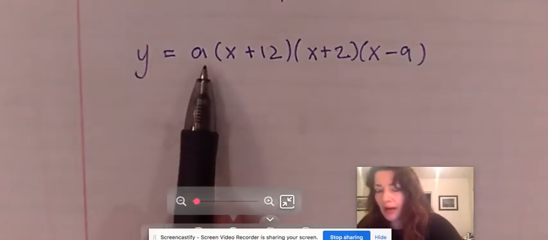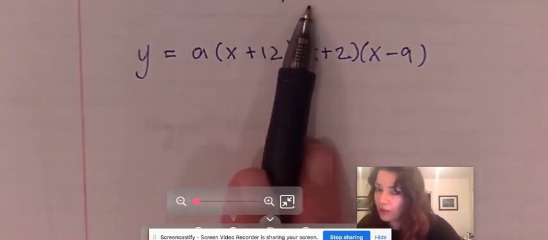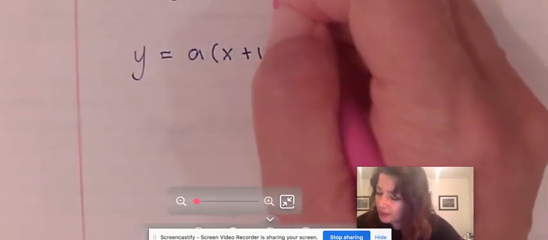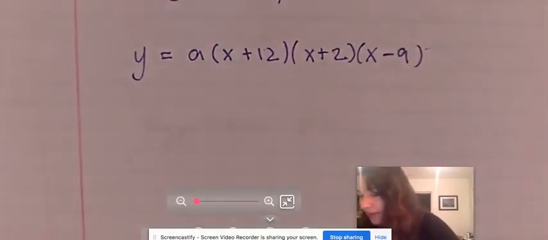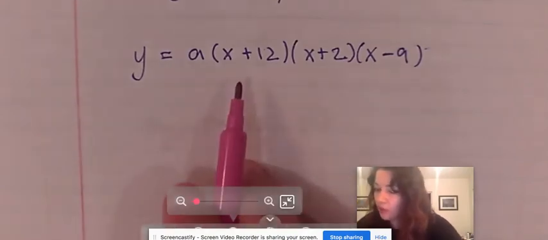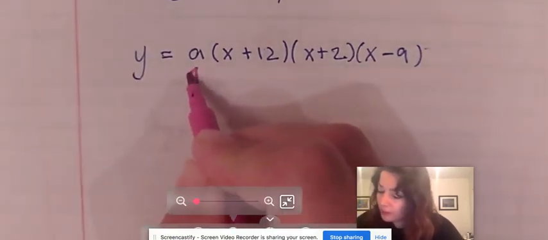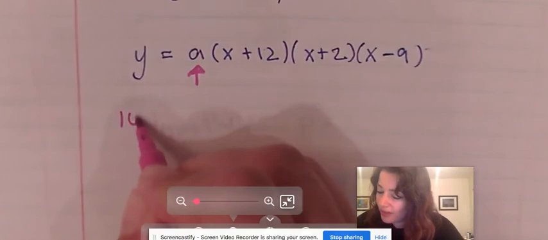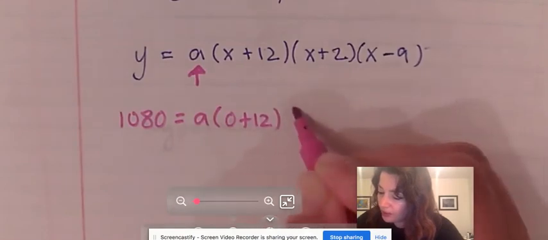Now the only thing I don't know is my A, but we just chose a point on the graph, which is (0, 1080). Well, do you remember what this represents? This 0 is my x, and this 1080 is my y. So that's just a point on the graph. I can easily input this point into the equation, and then I will only have one unknown. Which unknown? It's my A value. So if I plug in 0 for x and 1080 for y, then I will have the following equation now.